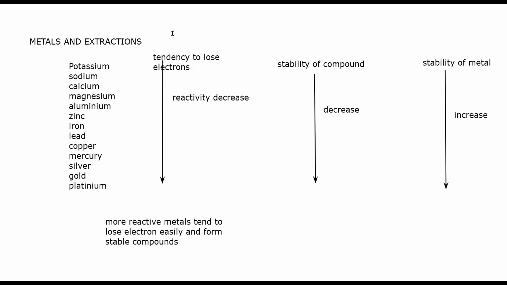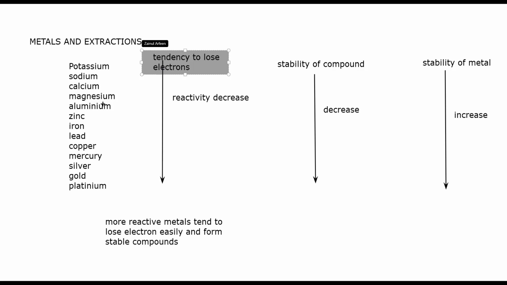So three things are there. One is reactivity. What does reactivity refer to? Reactivity refers to the tendency to lose electrons. So in this series, potassium tends to lose electrons much more easily, or it can react much faster as compared to sodium, calcium, magnesium, aluminum, zinc, iron, lead, copper, mercury, silver, gold, and platinum.